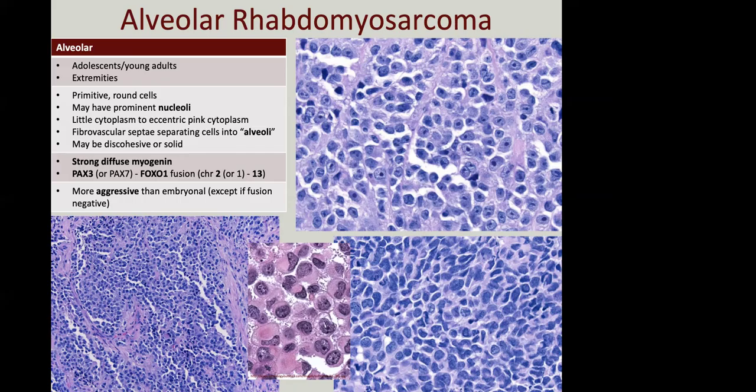Classic alveolar morphology is nested, with larger cells with prominent nucleoli, and as you can see here, nice eccentric cytoplasm, eosinophilic rhabdomyoblasts.